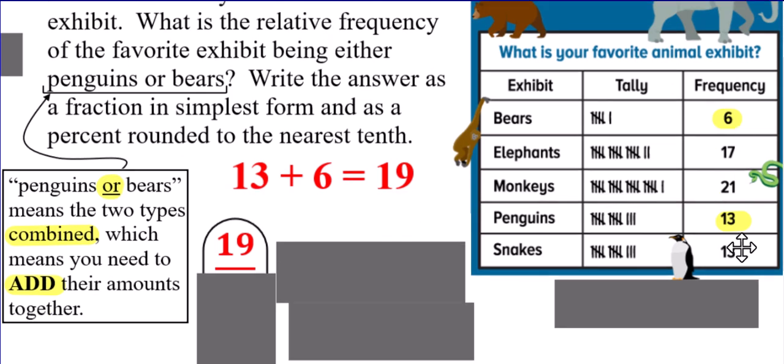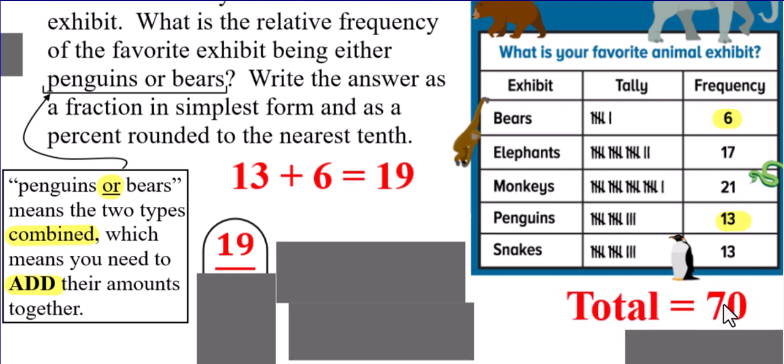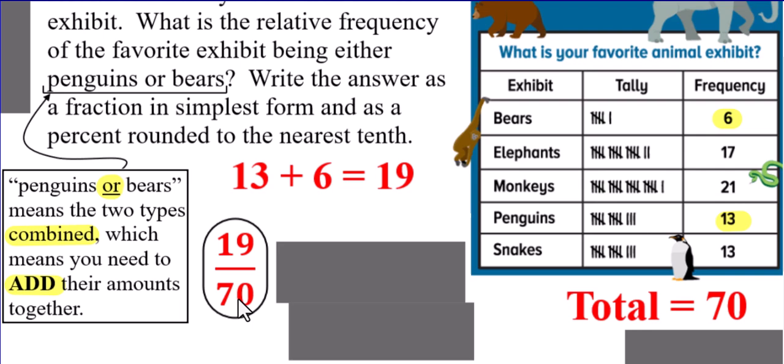They never really do tell us, but if you do some simple addition here, you can use your calculator if you really want to: 6 plus 17 plus 21 plus 13 plus 13, boom. That's going to give us a total of 70. That's the total number of possible outcomes, so that is your denominator. All right, that is already in simplest form.